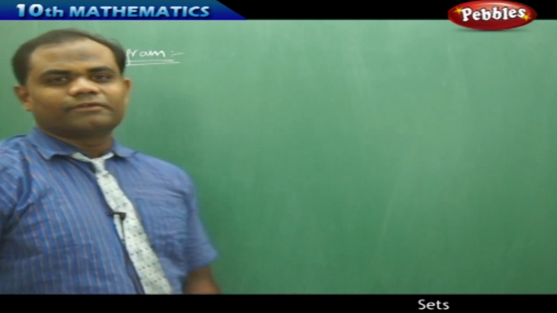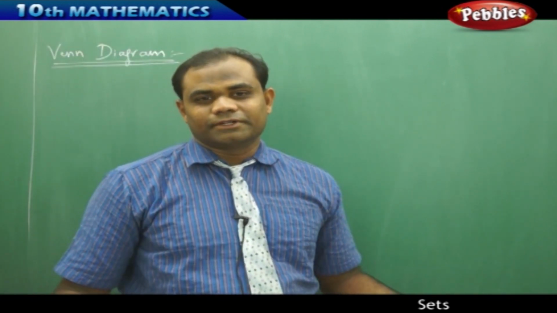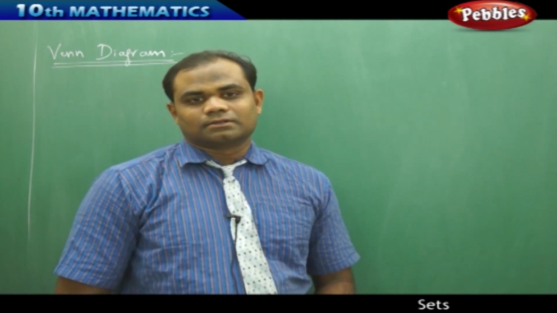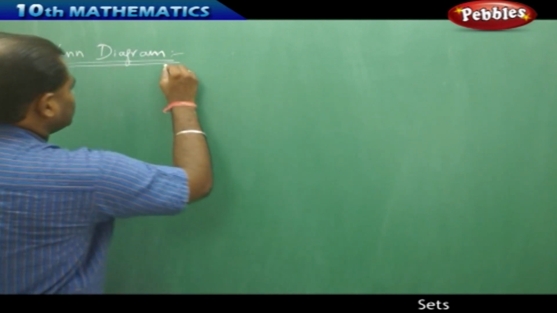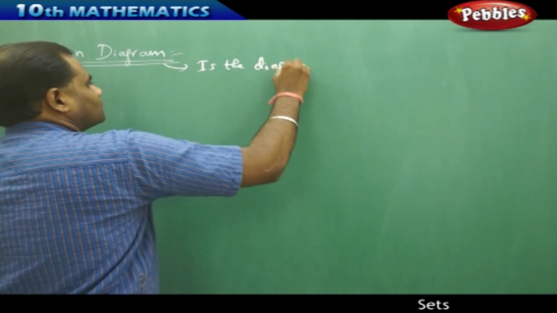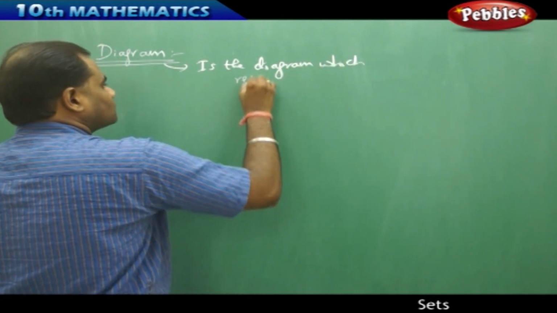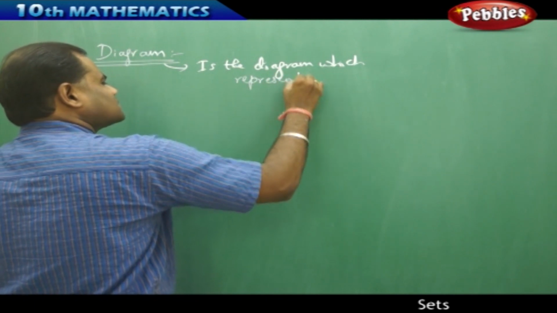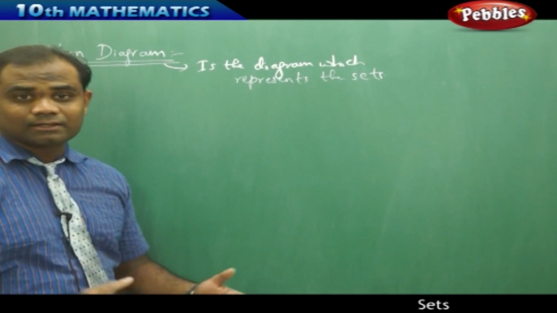It is a very simple definition. The diagram which is used to denote the sets is a Venn diagram. The most simple definition is it. The diagram which represents the sets. So a Venn diagram is the diagram which represents the sets is how I understand.